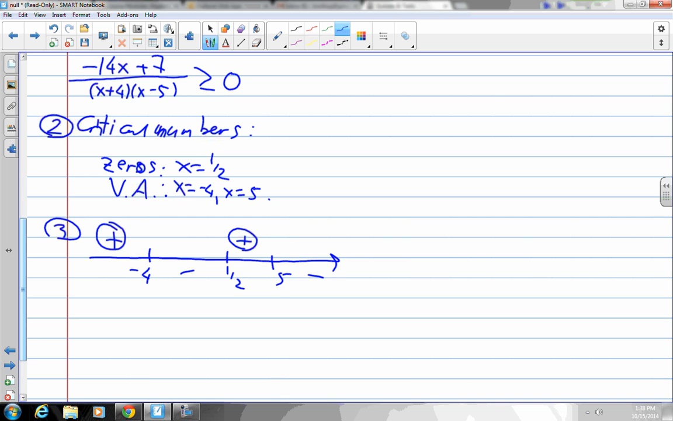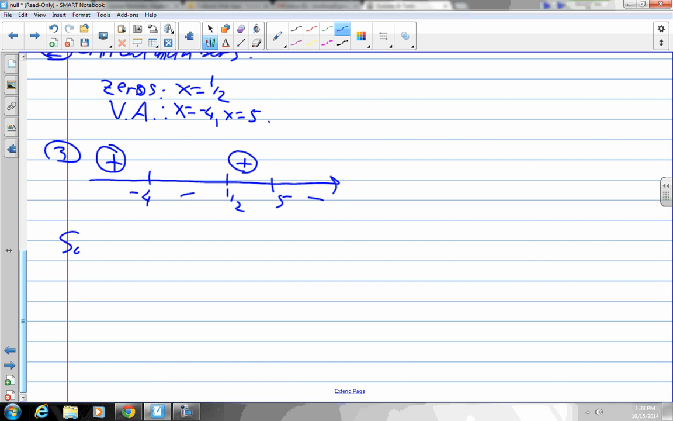But include the zeros. So the solution here is from negative infinity to negative 4 with the parentheses. Cannot include negative 4. Makes everything undefined. Union bracket from 1/2 to 5, parenthesis around 5. So again, no matter what, you cannot put a bracket around the asymptote. Shouldn't be including those numbers in any kind of a solution.